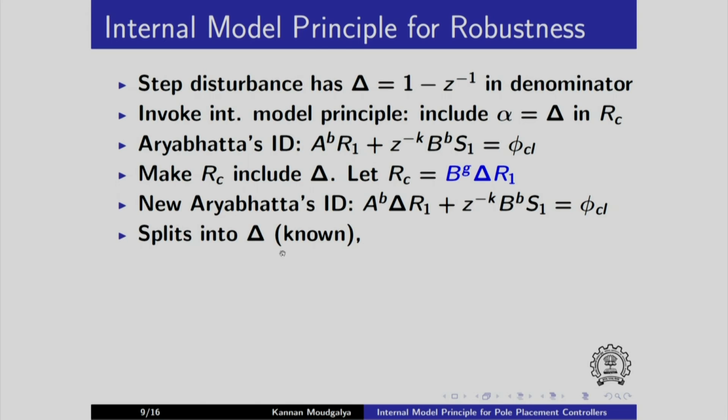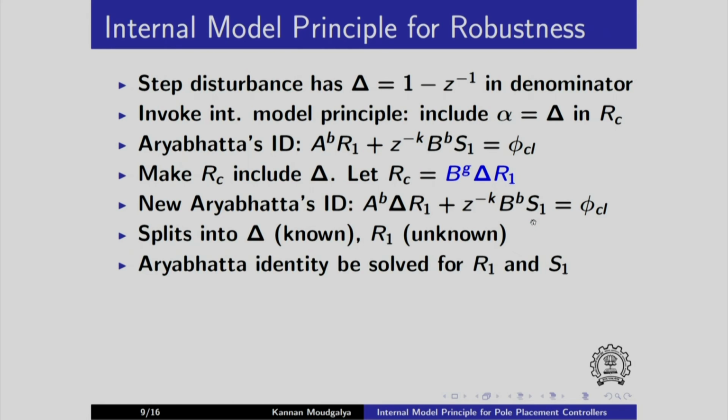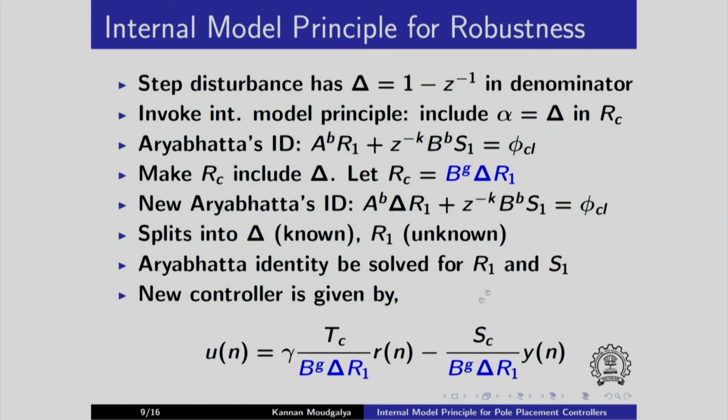Now, if you notice, delta is a known quantity because it is 1 minus Z inverse, whereas R1 is unknown. So AB into delta becomes a known quantity. Here BB into Z power minus K is a known quantity. Phi CL is a known quantity. R1, S1 are unknowns. We solve this identity for R1 and S1. The new controller is given by the following. In the place of RC, we have to put BG delta R1. Similarly here, SC by RC, we have BG delta R1.